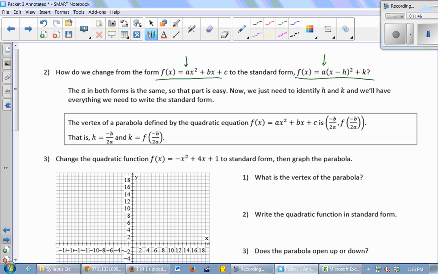So it turns out that to find the vertex of a parabola, if it's given in ax squared plus bx plus c form, h is negative b over 2a, and k is just the function value at negative b over 2a. What does that quantity, negative b over 2a, remind you of? The quadratic formula, and that's where it comes from. I'm not going to derive it for you, but know that it's that value for a reason.